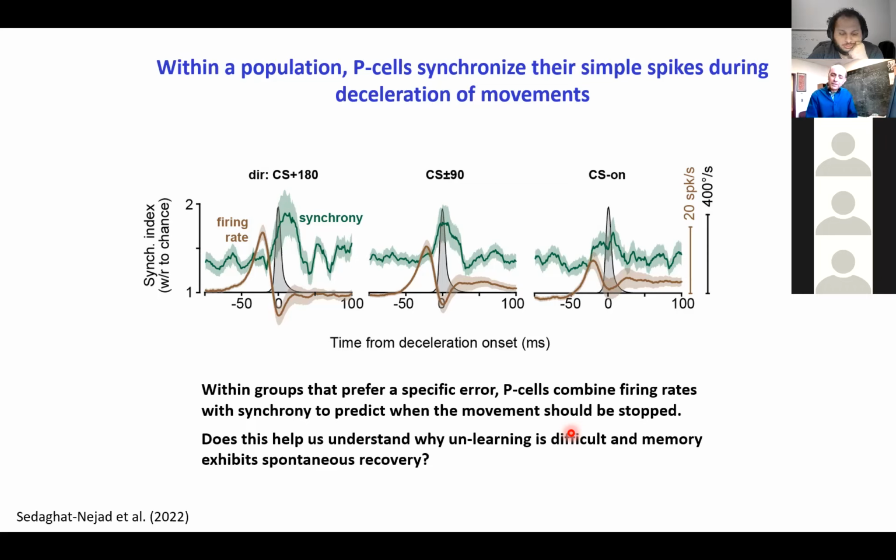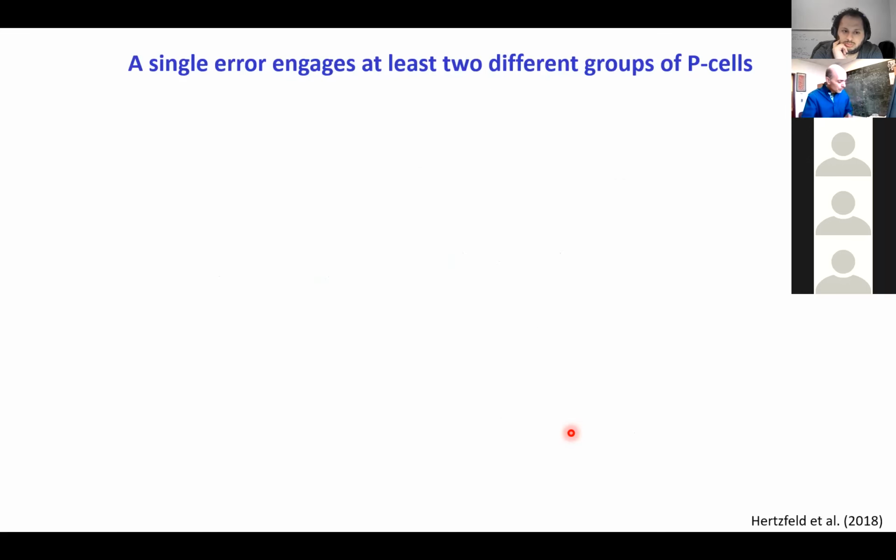Okay, so what I'm going to show you is that the key is specialization for error. When you present an error in one direction, you have one group of Purkinje cells that cares about that error and will learn from it. But when you do extinction, you're probably involving a completely different group of Purkinje cells that care about that error. And these two are going to have interactions between each other, which, I would speculate, might result in that concept of spontaneous recovery. Okay, let me show you what I'm talking about.